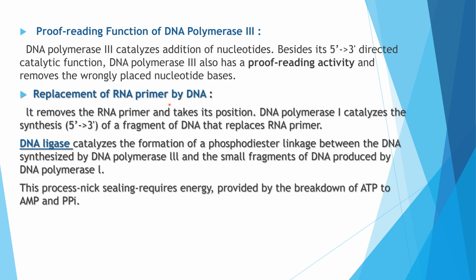Replacement of RNA primer by DNA. DNA polymerase I removes the RNA primer and takes its position. DNA polymerase I catalyzes the synthesis in the 5 to 3 direction of a fragment of DNA that replaces the RNA primer. DNA polymerase I is involved in the replacement of RNA primer.